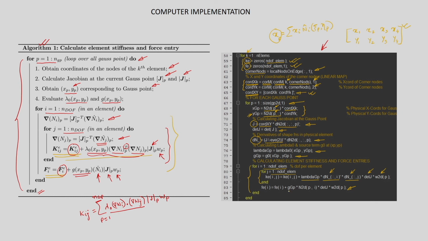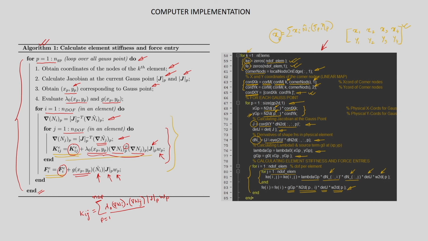So, the force entry is the body source term at the Gauss point times the shape function Ni at p, then the determinant J into the weight. So, that is how we calculated the element stiffness matrix and the element force vector. Just note down that in the element force vector we have taken care of only the source term, the Neumann boundary part has not been included. So, that part we have to also take care.